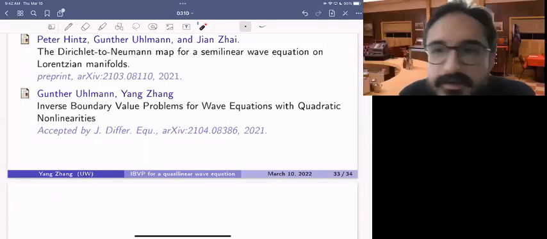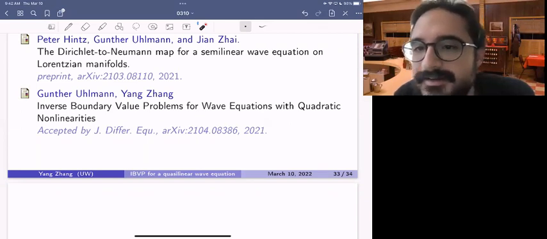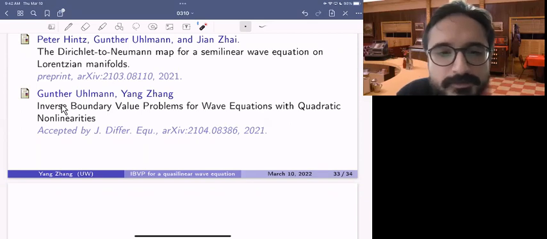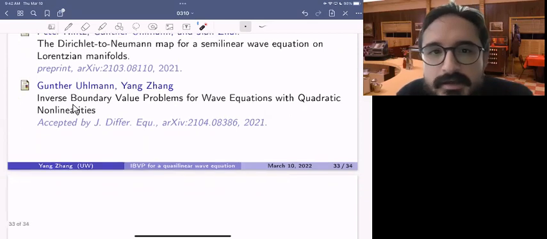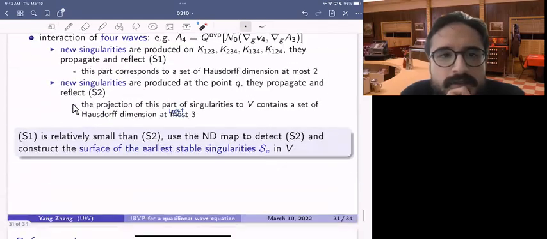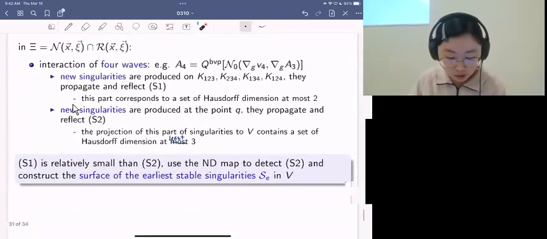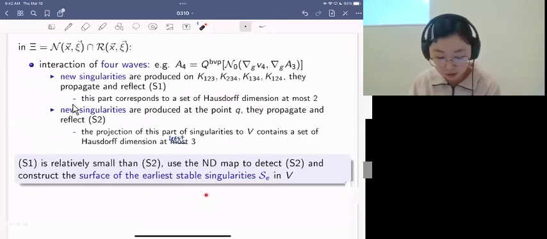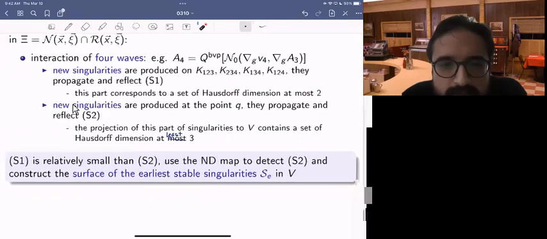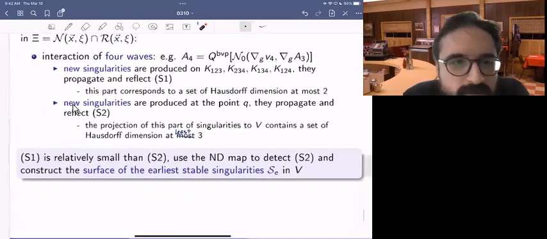Hi, can I ask a quick question? Please. Nice talk, by the way. So you probably said that and I missed it. What were the stable singularities that you mentioned earlier? You mean the surface of earliest stable singularities? Yes, the surface of earliest. What are the stable singularities? You probably mentioned it and I missed it.